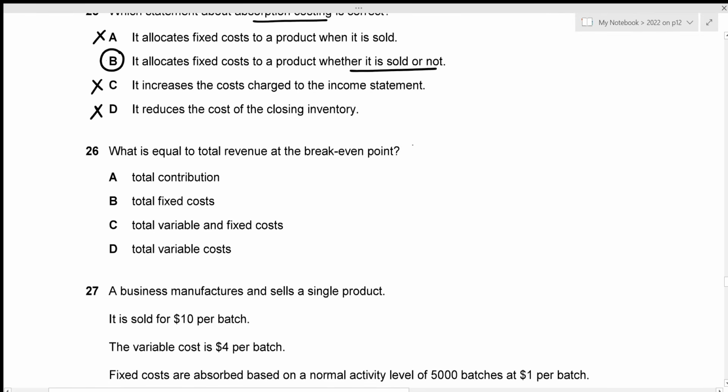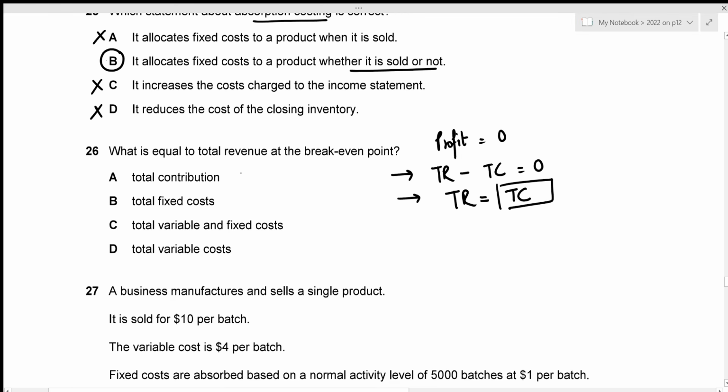So remember that break-even point is the point where the profit is going to be 0. And profit is basically the total revenue minus total cost, right? This should be equal to 0, which means that our total revenue should be equivalent to the total cost at the break-even point. So we're just looking for total cost here, which is given by option C, since it includes both the variable as well as fixed cost. So this will be the correct answer. This concludes question number 26.